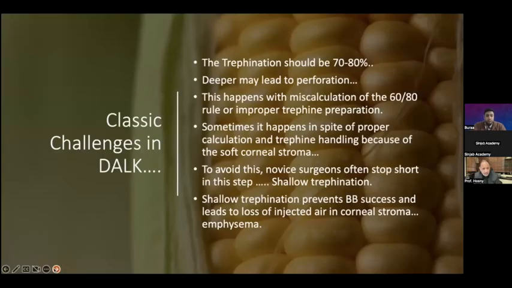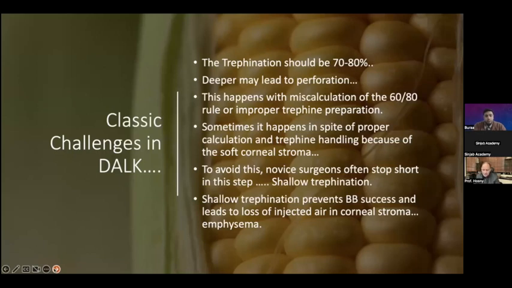So what are the challenges? What are the classic challenges in DALK? The trephination should be 80%. If you trephine a little bit more, this may lead to perforation. This happens sometimes, especially in ectatic cornea. It doesn't happen in patients that have anterior corneal pathologies like anterior corneal stromal opacities, but it does happen when a patient has an ectatic cornea.